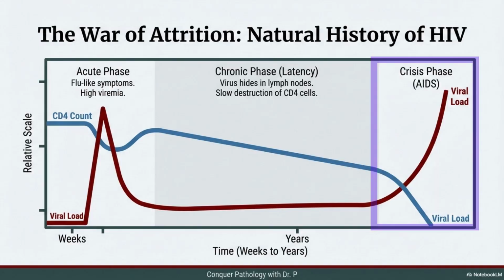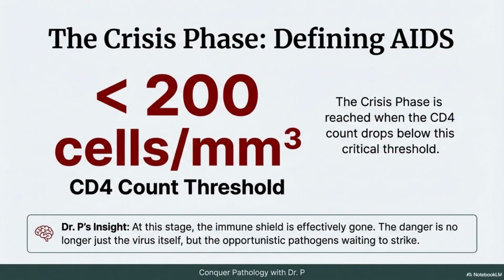Finally, phase 3, the crisis. This is AIDS. The immune system collapses. So what is the pathology of AIDS? It is defined by opportunistic infections. When CD4 count drops below 200, fungus, virus, bacteria all attack together. The body opens the door to every infection.